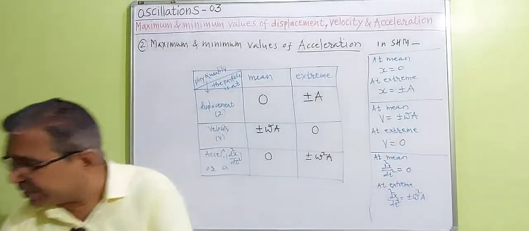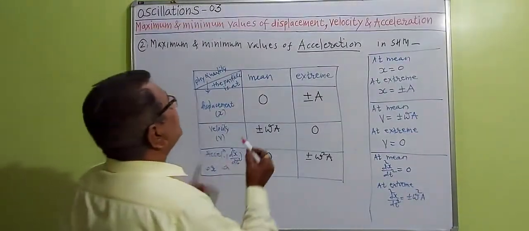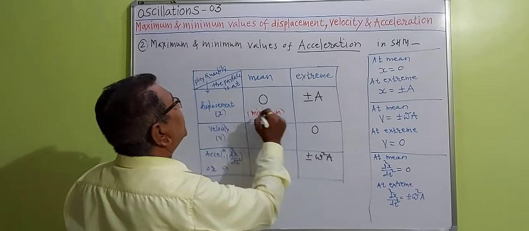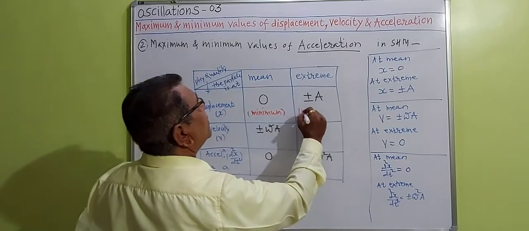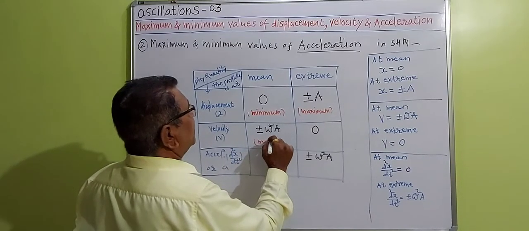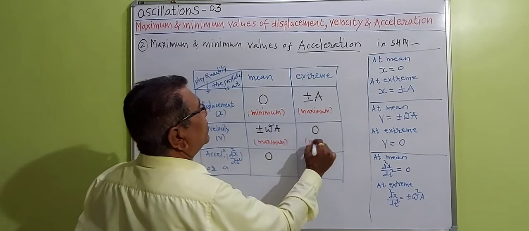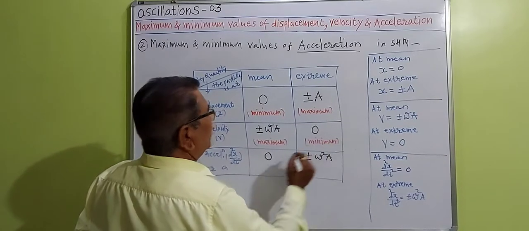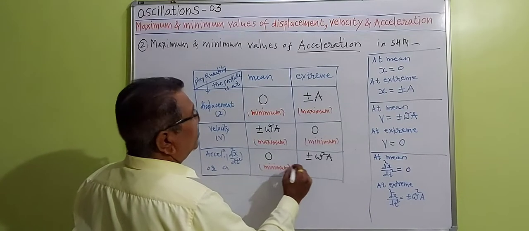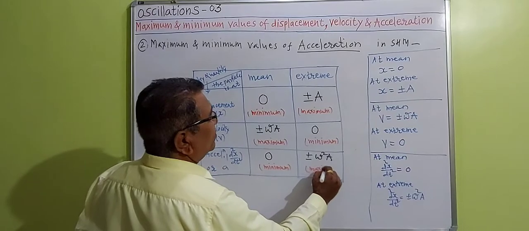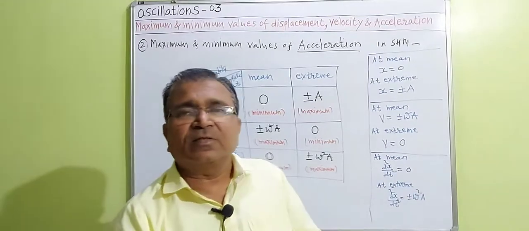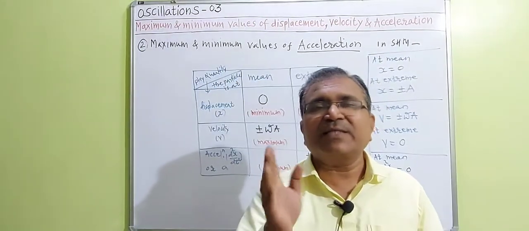Then now which is maximum and which is minimum, we will write here. This is the minimum value, this is the maximum value. This is maximum, this is minimum. This is minimum, this is maximum. So in which position the value of which physical quantity is maximum and minimum, we can see.